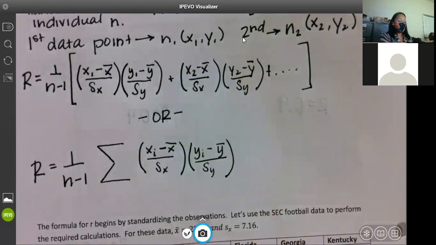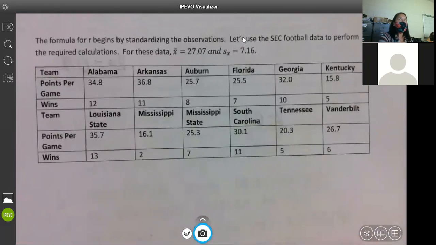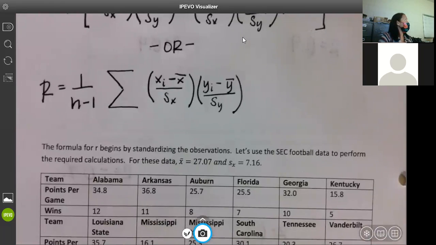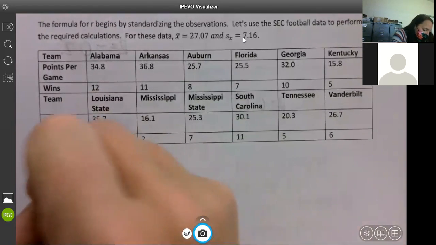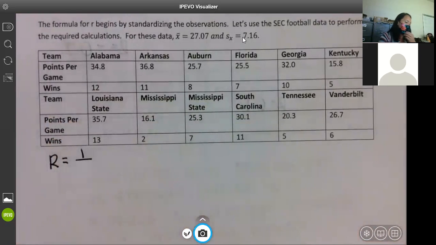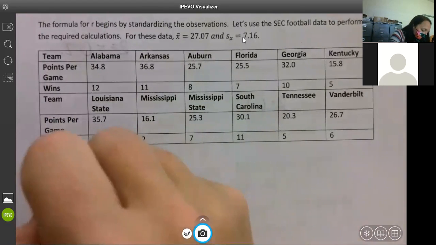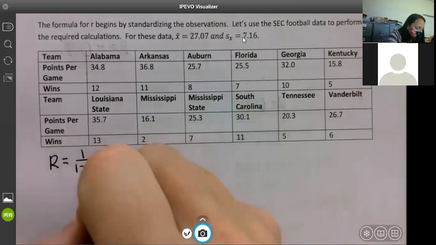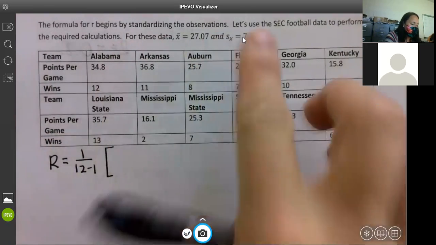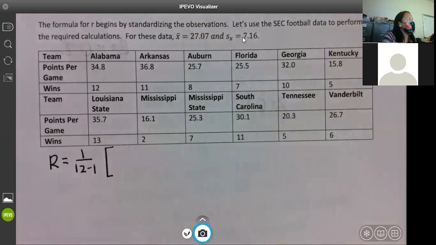All right. So I'm going to show you with this points per game and wins. I've already calculated R for you on the calculator, so you know how to do it on the calculator. I'll go over that one more time. But if we were doing this by hand, everybody got that? Sorry, I moved it quick. Y'all good? Okay. So if we were doing this by hand, we would start with R equals 1 over, how many observations do we have? Well, 12. So we would do n minus 1 or 12 minus 1. There are 12 states. You good? Okay.